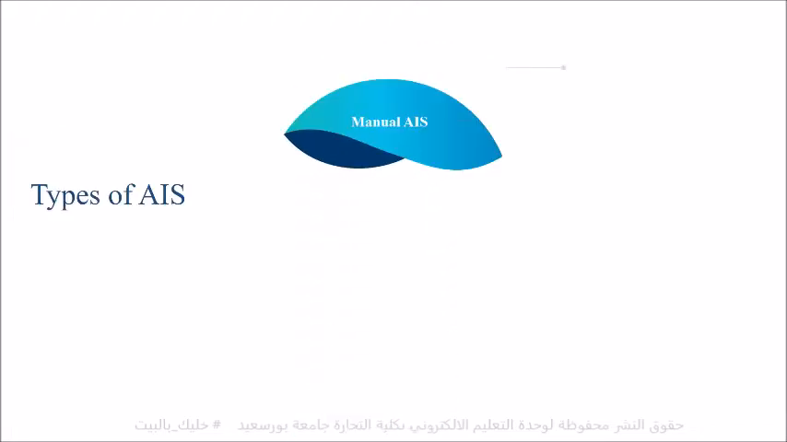Now let's start with identifying types of accounting information systems. The first type is the manual accounting information system. It is a very simple paper and pencil based system. Basically, it's a manual system, you don't use any computers.